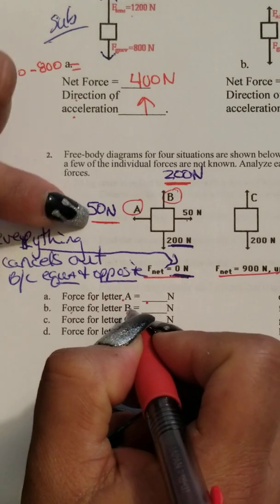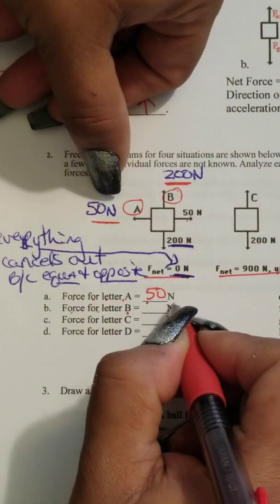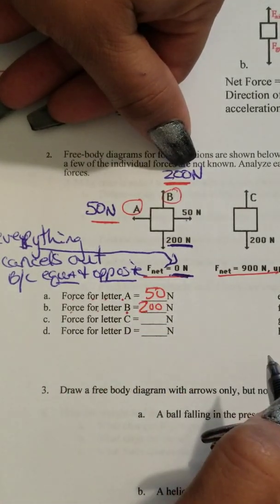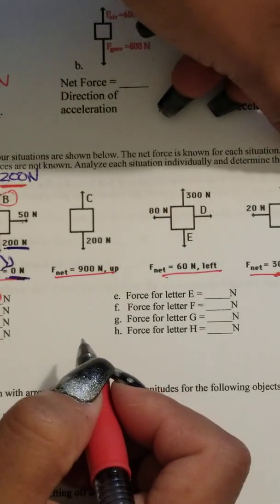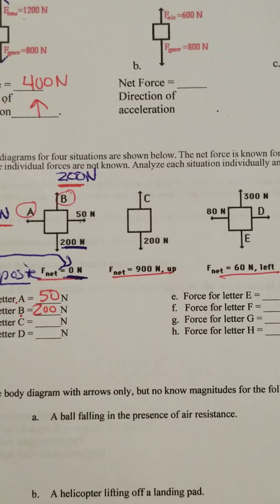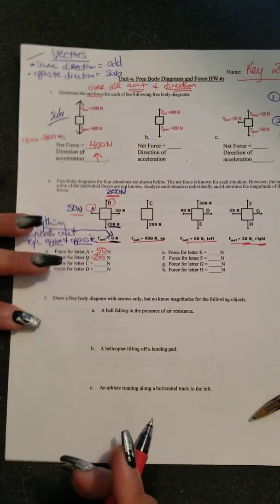So what is going to be the vector arrow A magnitude? 50. And they gave me the SI unit of newtons. What about B? 200. And you're going to do it for the rest of them, okay? Remember, first thing is you need to look at the overall net vector or the net answer of what's going on. Let's go ahead and go to the next question.